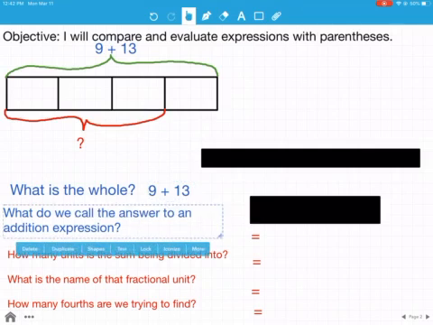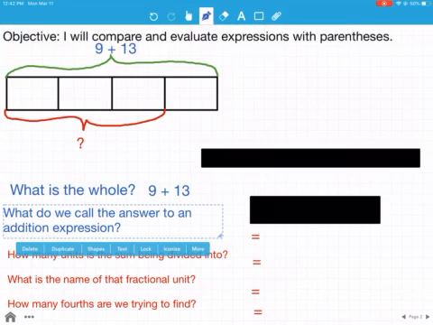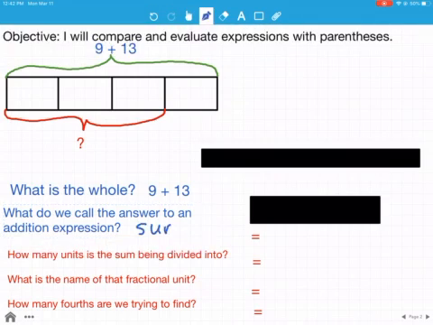Now, what do you call the answer to an addition problem? Well, most of you know this. We did it in class. We call it the sum. Okay?